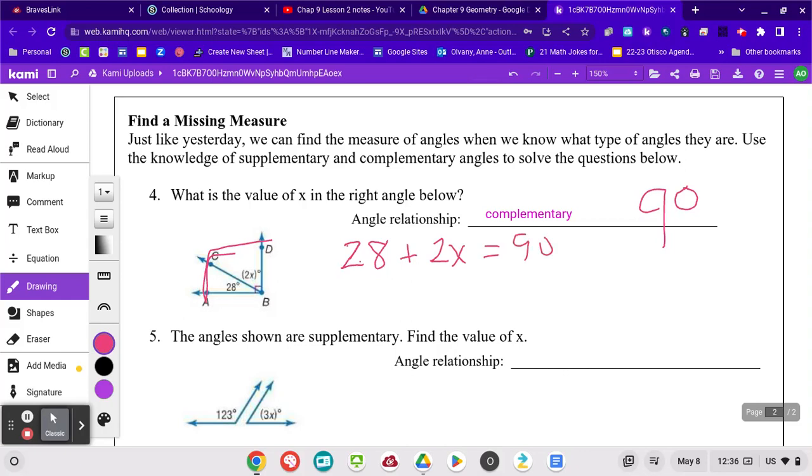Yesterday, we set them equal to each other, but today it's a different relationship. So you have to really be paying attention so that you know whether you're setting them equal or whether you're adding them.